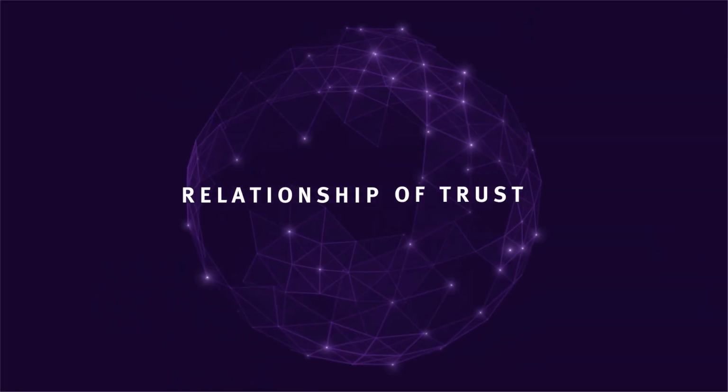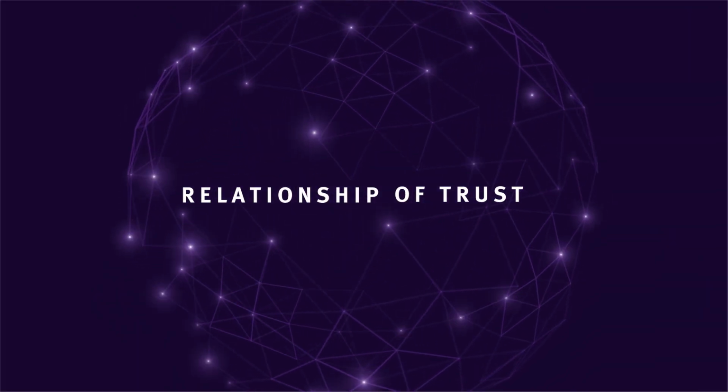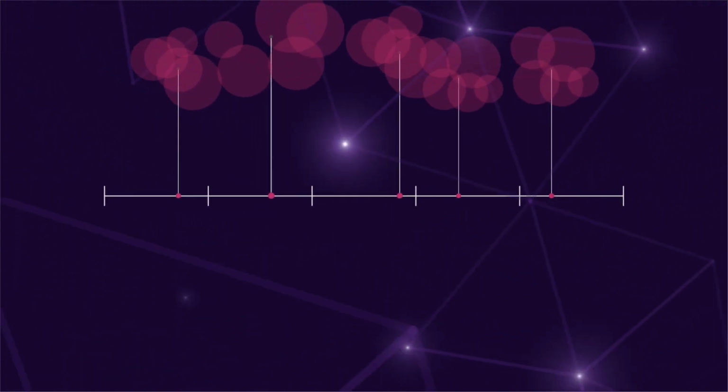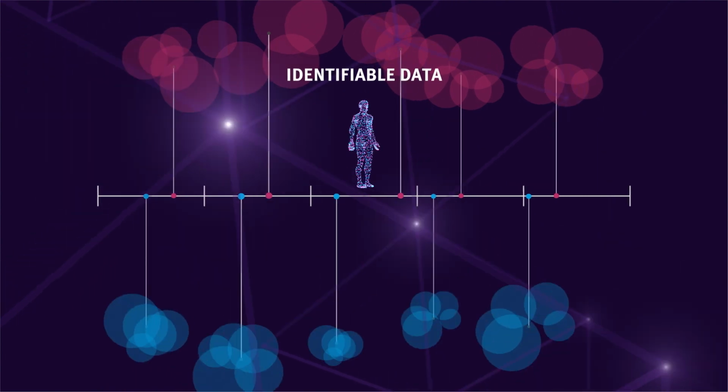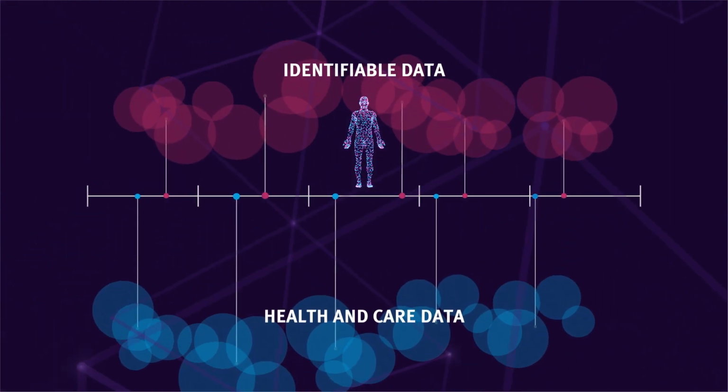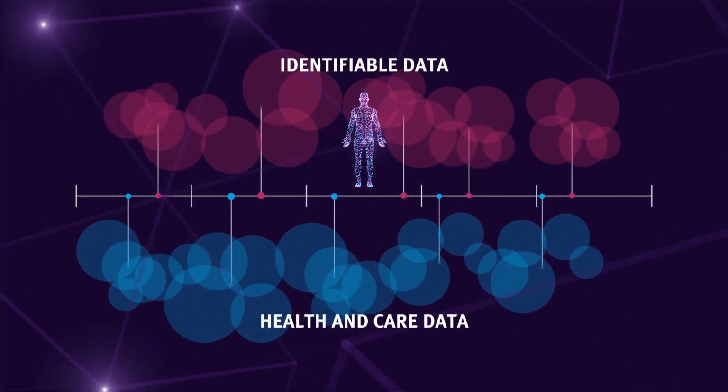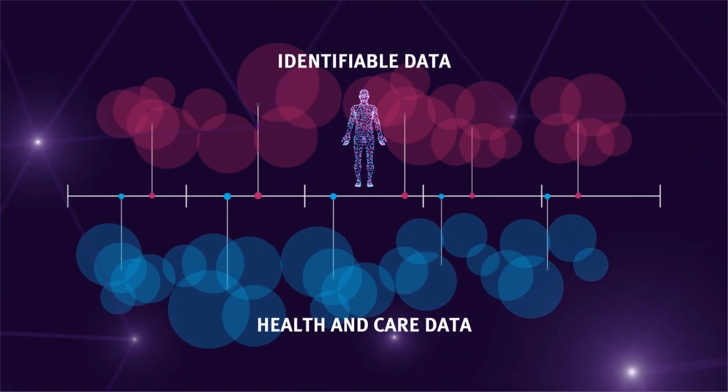Whenever an individual shares information with health and care services, they expect that information to be treated as confidential. This is because it is disclosed within a relationship of trust between the patient and the healthcare professional. Confidential patient information combines data that identifies a person with details about their health or care. It can only be used in a way that the person would reasonably expect.